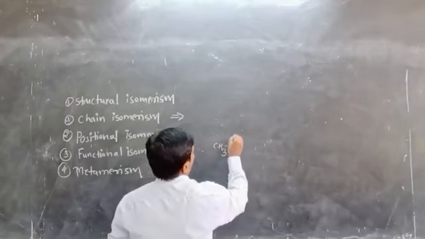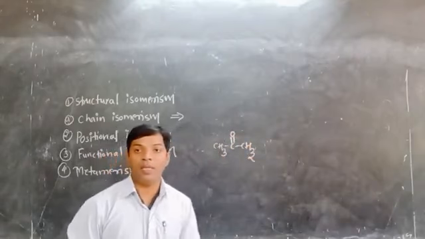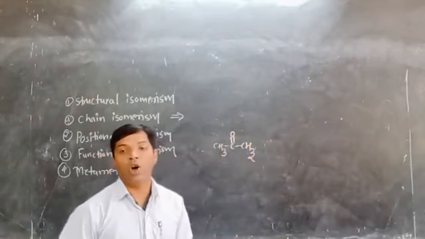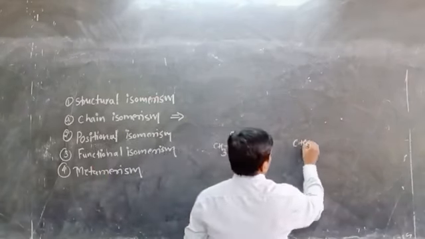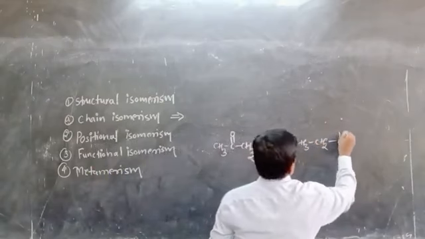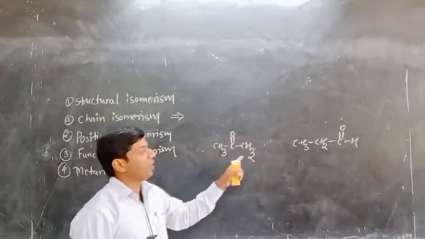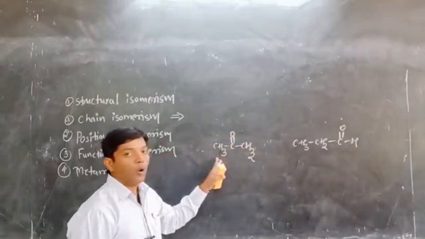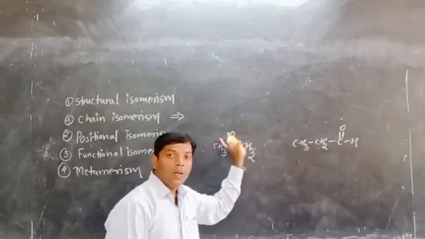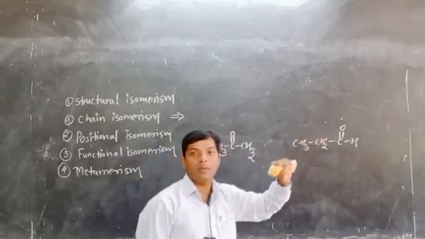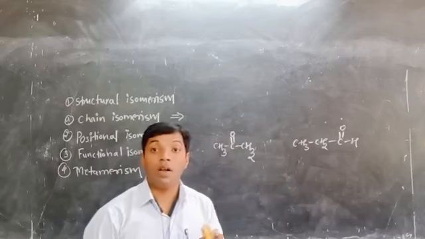CH3, C double bond O, CH3. This is called acetone, but its IUPAC name is propan-2-one. Its isomer I will write: CH3, CH2, CHO. See, here 3 carbon atoms are there, there also 3 carbon atoms. If you count the number of hydrogens, in this example 6 hydrogen atoms are there, here also 6 hydrogen atoms, 1 oxygen is there, here also 1 oxygen, but they differ in their functional group.